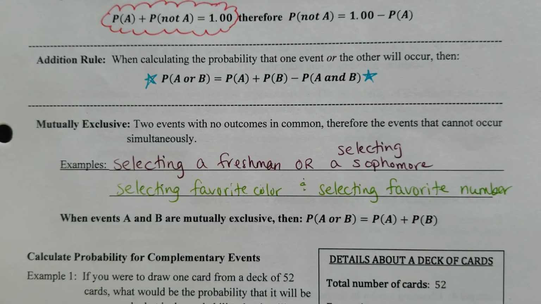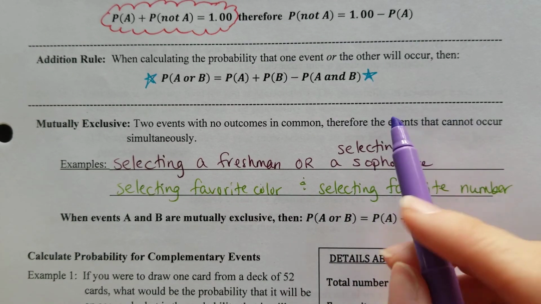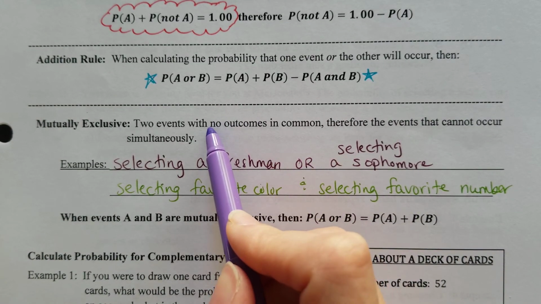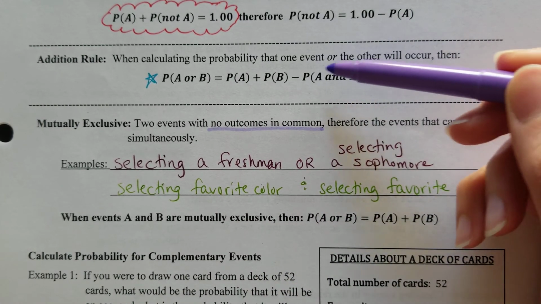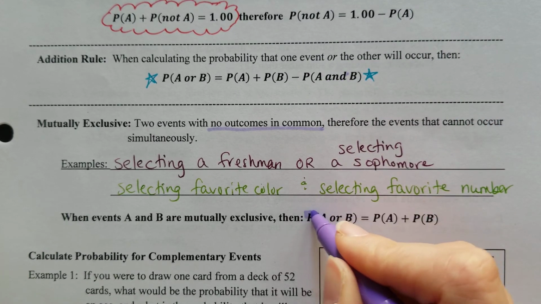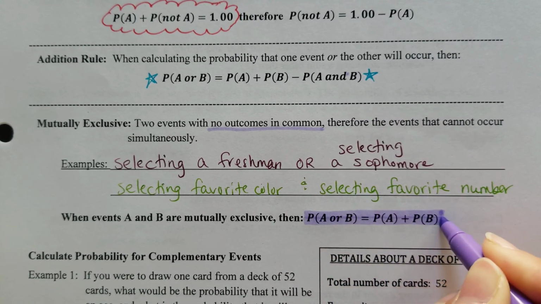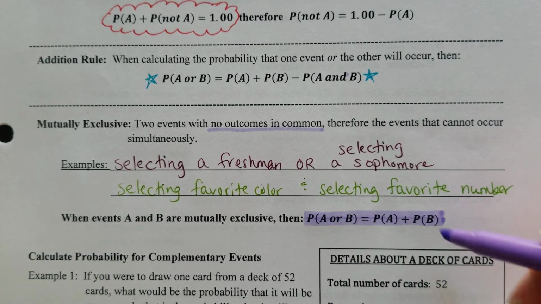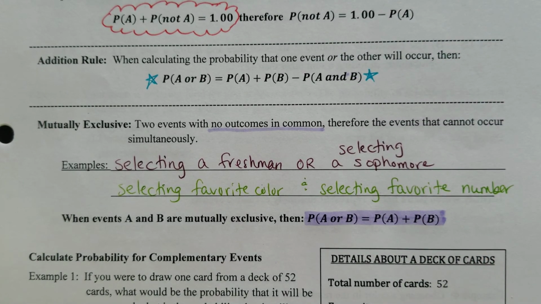The thing about mutually exclusive events is that because they don't have anything in common, I'm going to underline that part, they have no outcomes in common, then when we are trying to find the probability of A or B, we get to remove this part up here with the and because there is no and. And so the probability becomes just the probability of A or B equals the probability of A plus B. Okay. This doesn't negate that rule. They're just going to be used at different times based on the kind of work we're doing.